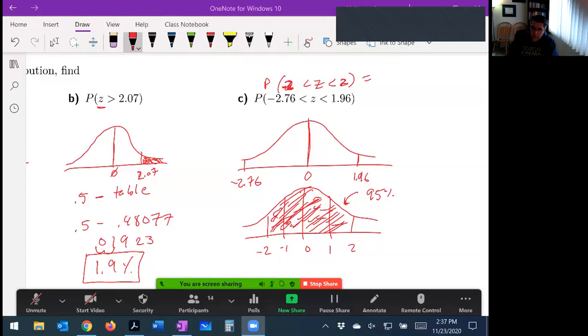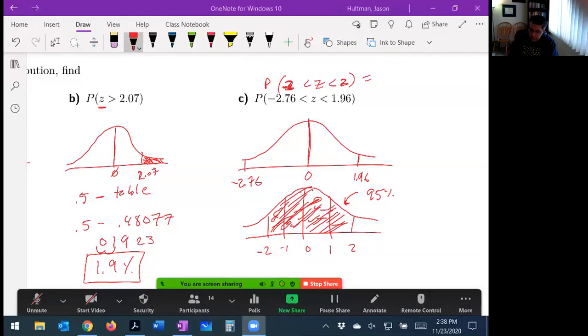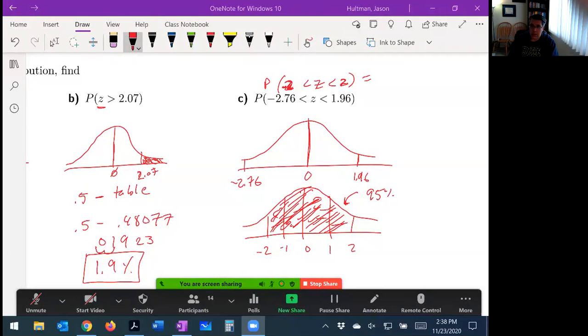Two standard deviations. Okay, it should be 95%, right? 95%. Oh, sorry. Okay, so 2 standard deviations away is 95%. Okay, that goes back to the empirical rule.